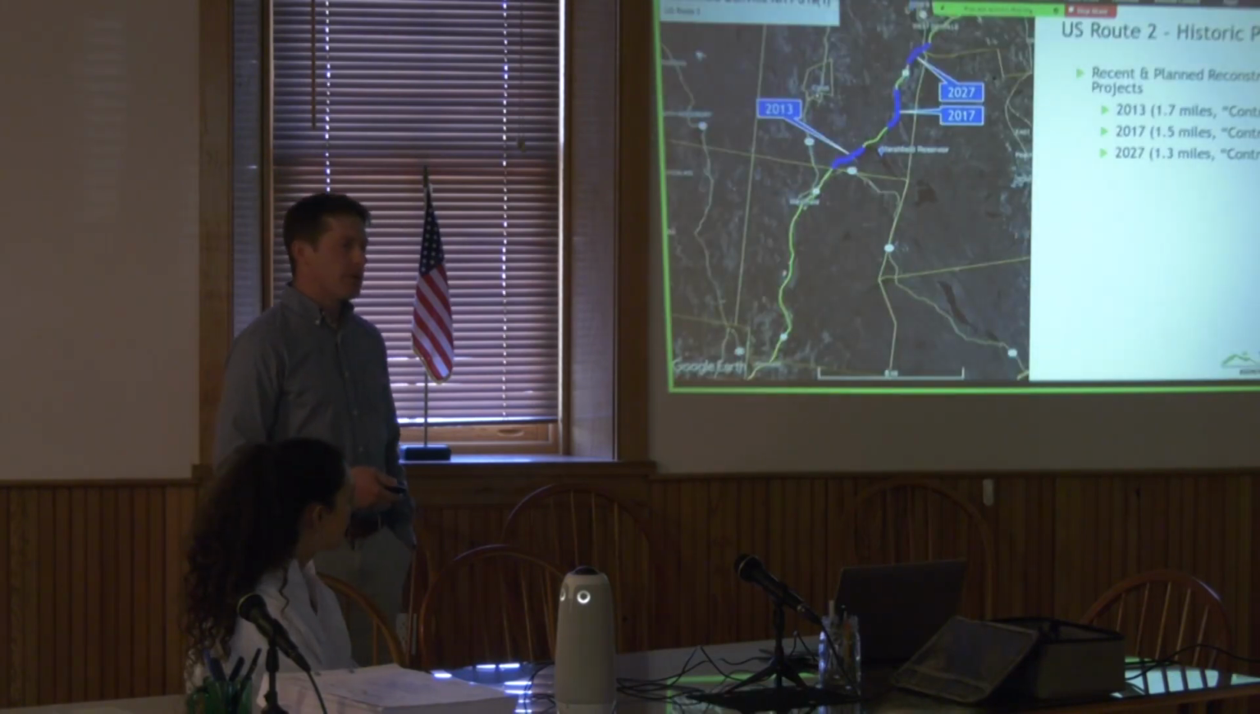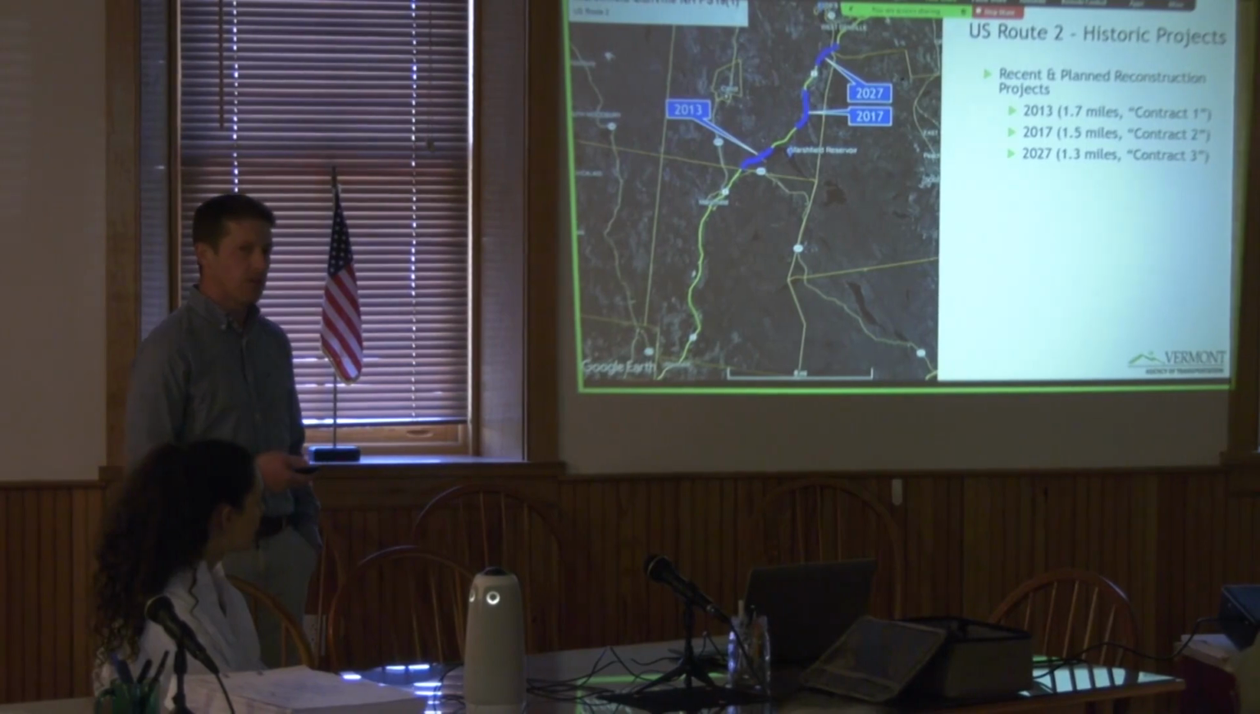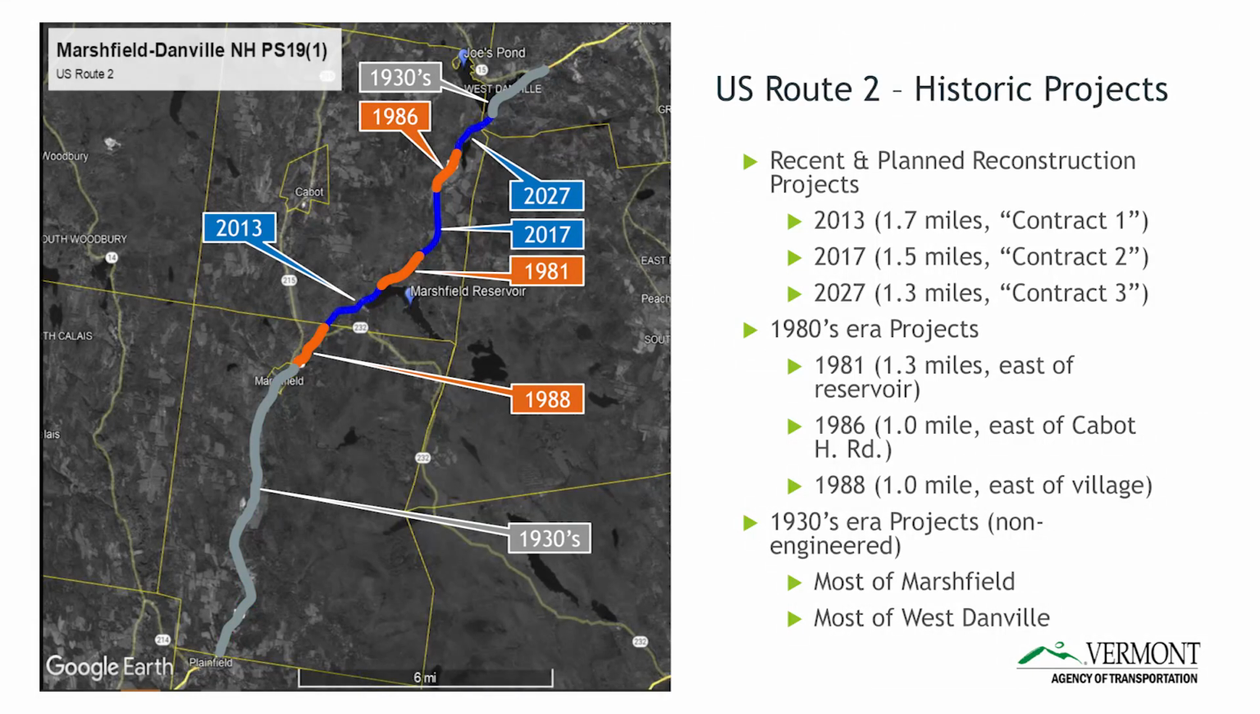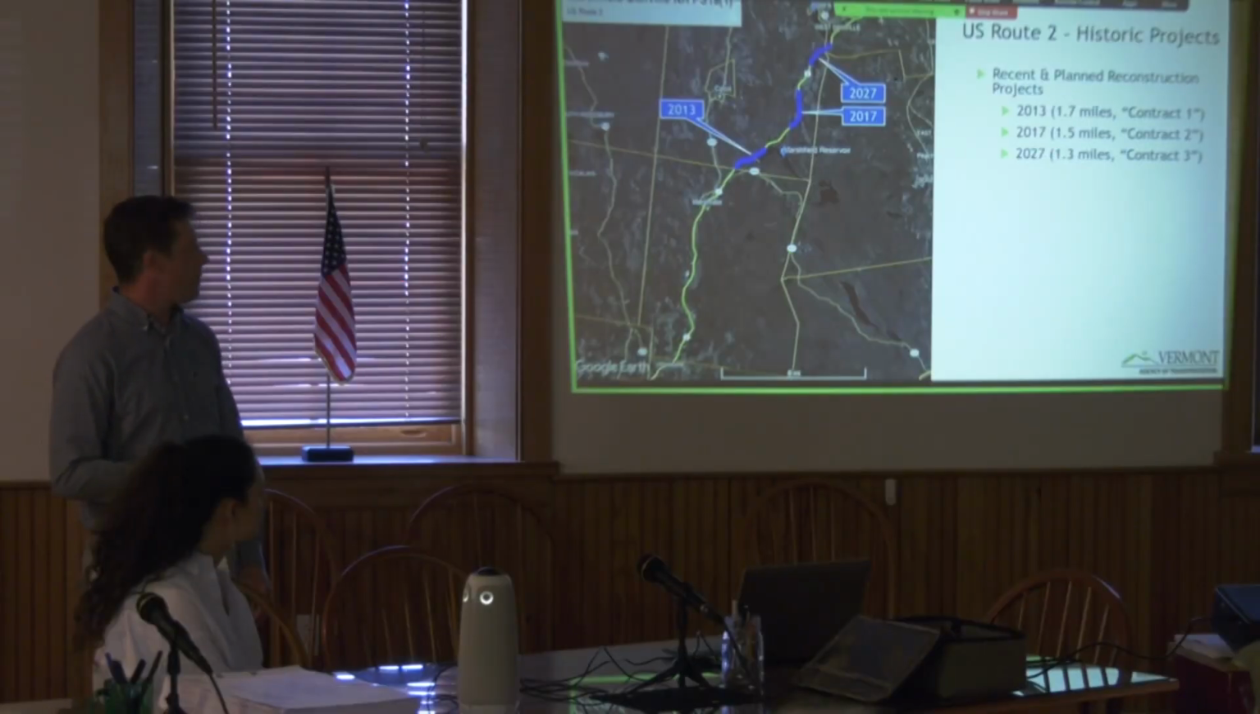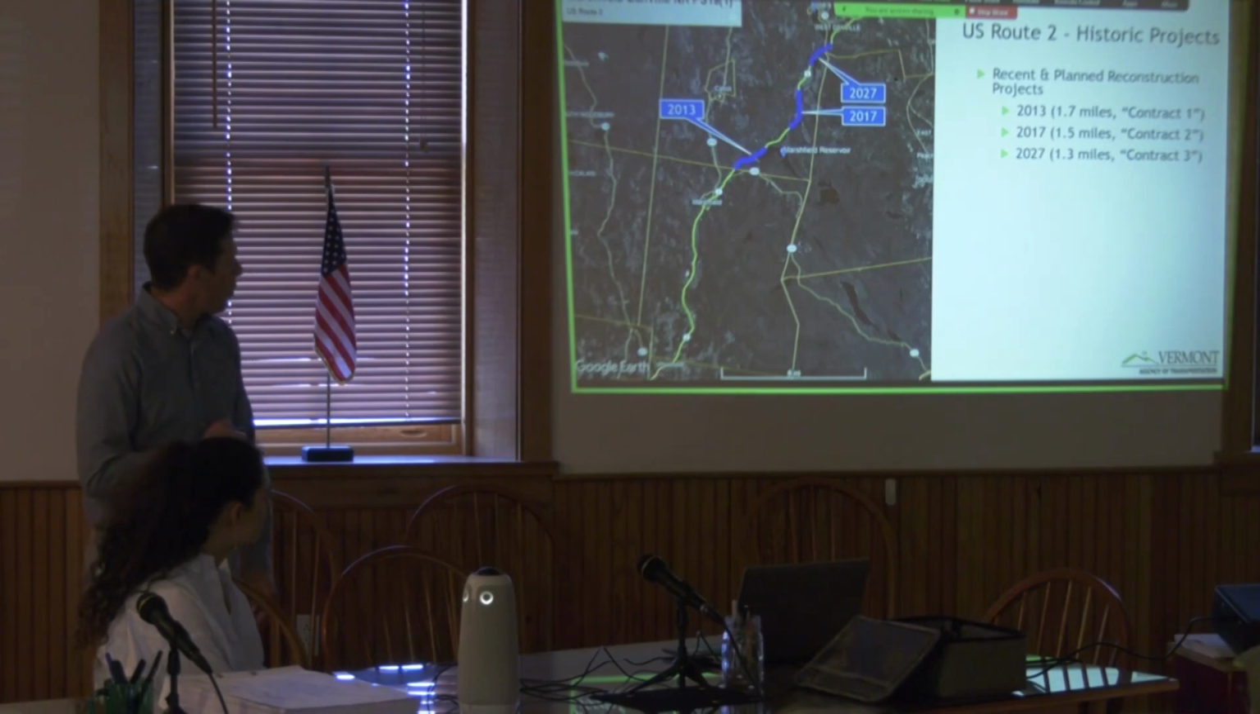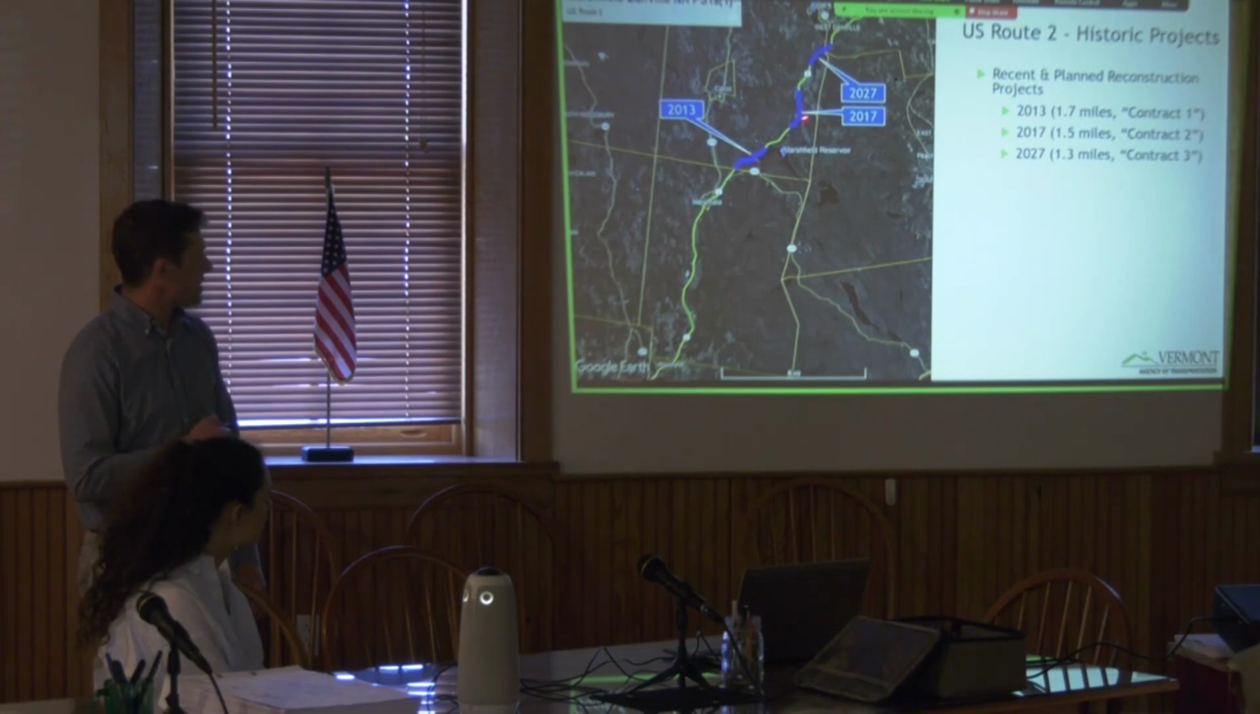In order to really explain what we're doing, I thought it would be essential to go back in time and tell everybody a little bit about what happened to US Route 2 in history. I thought it would make sense to talk about the most recent reconstruction projects, because that tells the tale of what we're doing out there treatment-wise with this paving project. I think most of the audience is probably familiar with Contract 1, 2, and 3. Those are large linear reconstruction projects in Marshfield and Cabot Danville. One of them was constructed in 2013 over by the reservoir. One of them was constructed in 2017 over by the Goodrich Maple Farm. And then one is planned for 2027 as of right now.